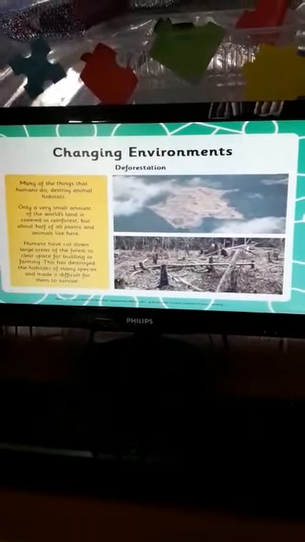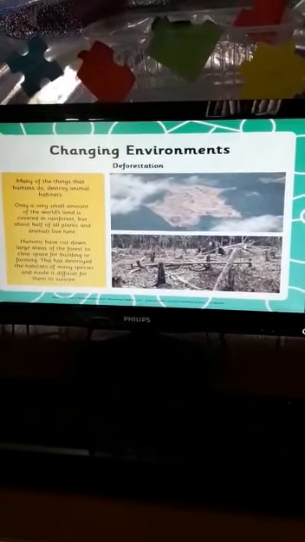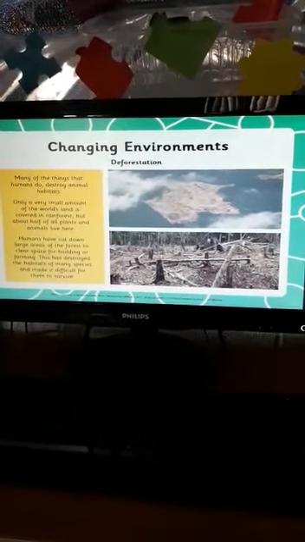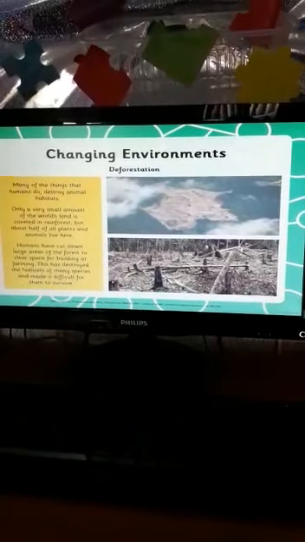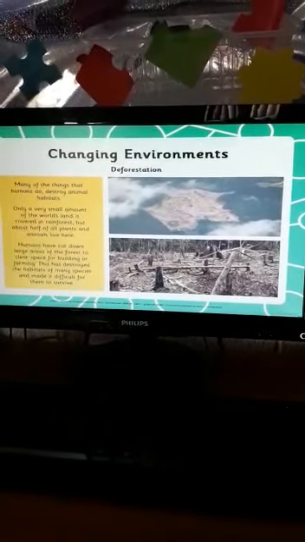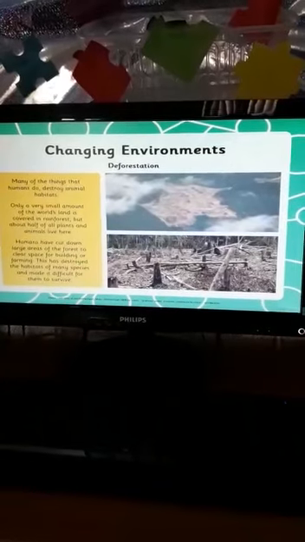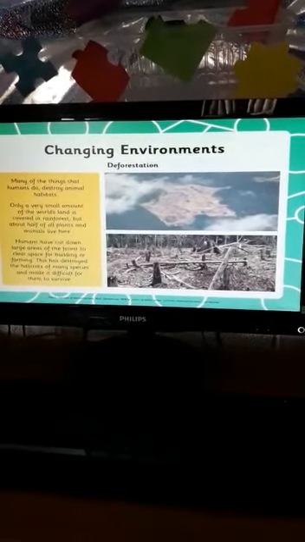The reason why this deforestation takes place is because, as you know, people need resources. We get our paper from the trees, so that's why it happens. However, how would you feel if someone was to knock your house down? Do you think that would be fair?